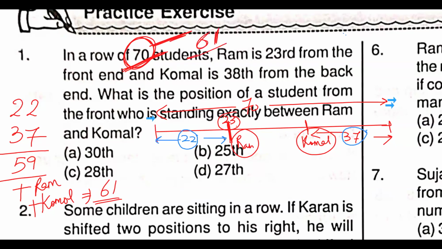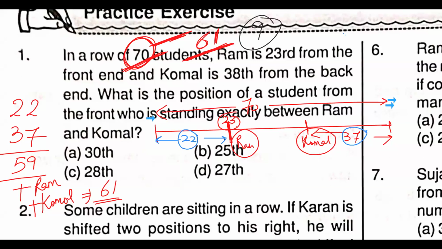I hope now you know what 61 positions I'm talking about. 22 positions to the left of Ram, 37 positions to the right of Komal, and then 2 positions of Ram and Komal themselves. 61 total. Yes, ma'am. Right? But still 9 students are missing because total 70 students are there that we know. So what does it mean? It means that these 9 students must be sitting between Ram and Komal only.